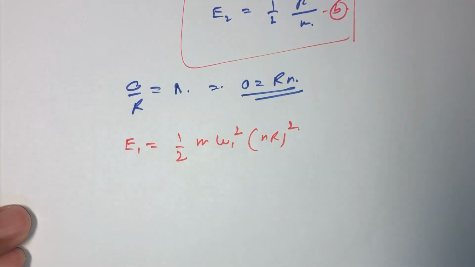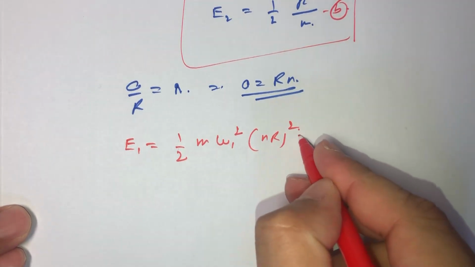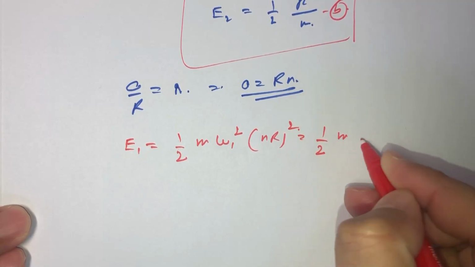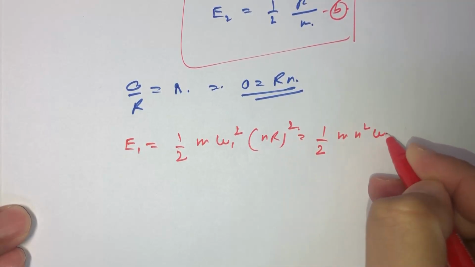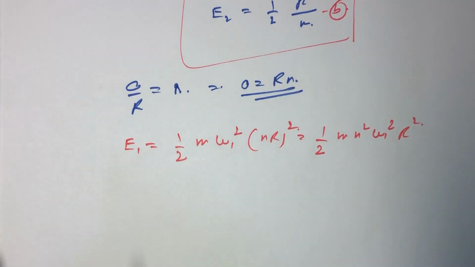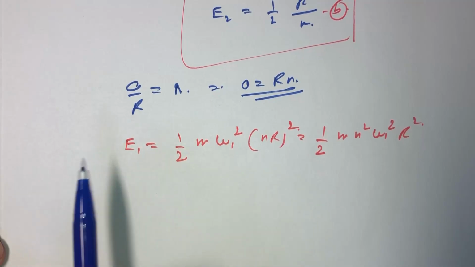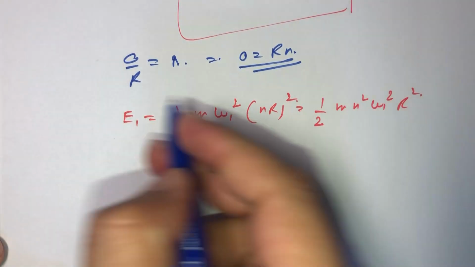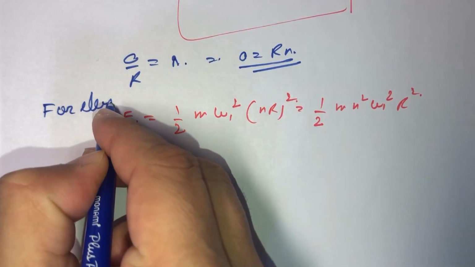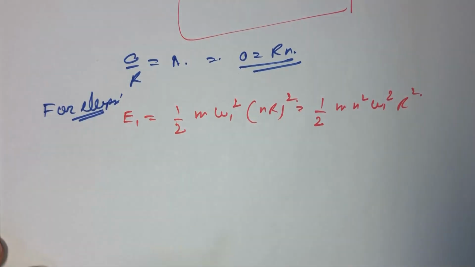So we can write this as half m, and this will be over n square omega 1 square and r square. And bear in mind, this is for E1, which means for ellipse. Okay. So you can say for ellipse E1.